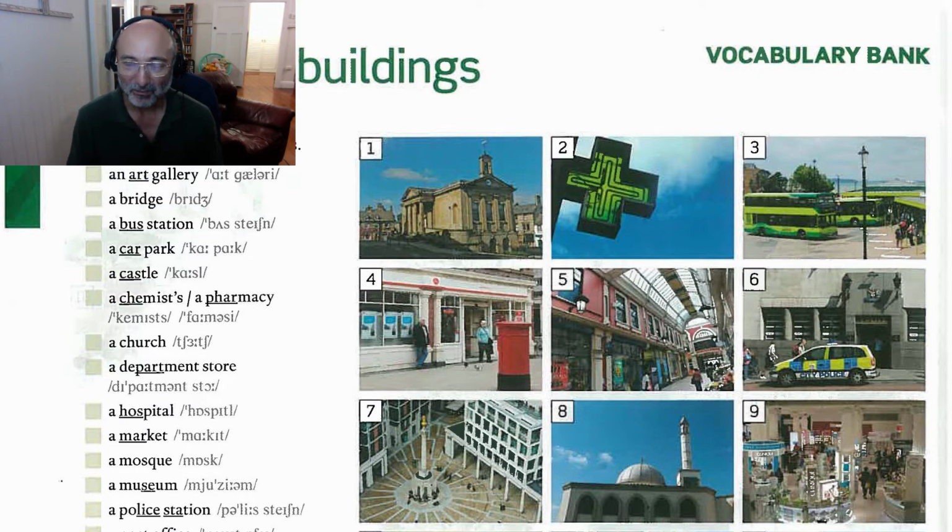Picture 6 has a police car. Picture 7 seems to be a public place with a statue or monument. Picture 8 seems to be a place of worship, possibly Muslim. Picture 9 is a store of some kind, perhaps inside a department store, perhaps accessories or makeup or perfume. Go through all of these pictures and try to match them with the words on the left-hand side.